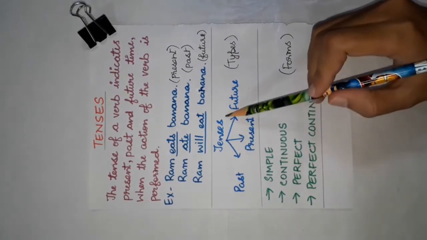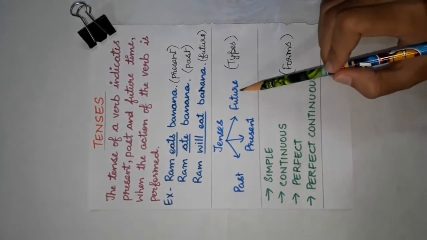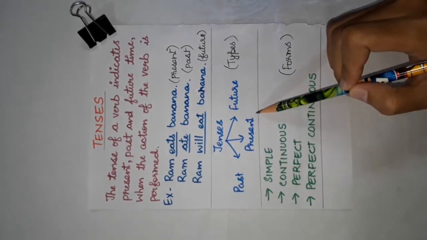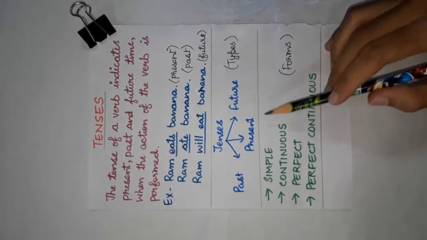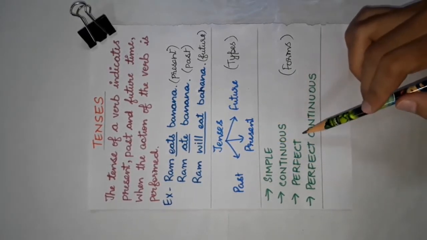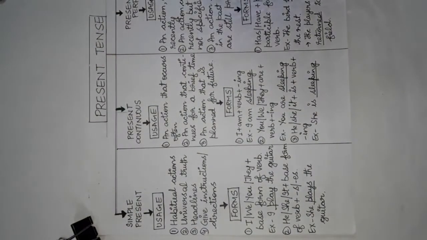Now, as we all know, these tenses have three types, that is past, present and future. So today we are going to discuss past and present. And each of them has four forms. And the forms are simple, continuous, perfect and perfect continuous. So let's start with the simple present tense.